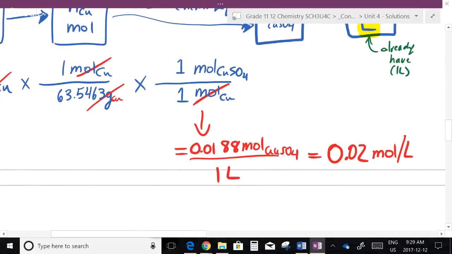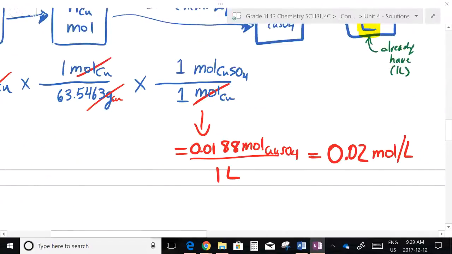Can I make a suggestion too? You can totally stop here and do it this way. I would probably do this. I would put another fraction here, and I'd say, okay, I've got moles of copper sulfate on the top. What do I want on the bottom? Liters. And so I'm going to put how many liters I have. How many liters do I have? 1. And then on the top, I'm just going to put a placeholder.